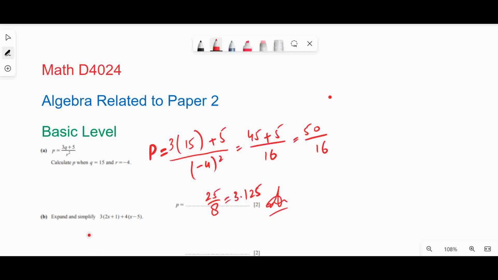Expand and simplify it. Now how can we expand it? First of all, we need to multiply it. So we have to multiply 3 with 2x and then plus 1. This will be 6x plus 3 plus 4x minus 20. If you further simplify, this will be 10x and plus 3 minus 20. This will be minus 17. So this will be the final answer because we cannot simplify it further.